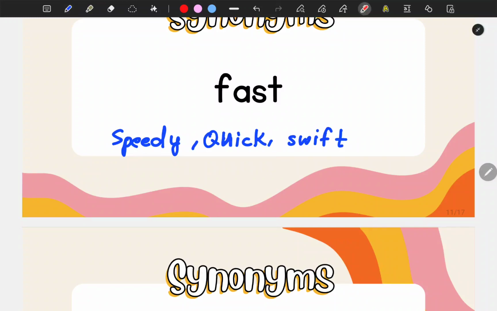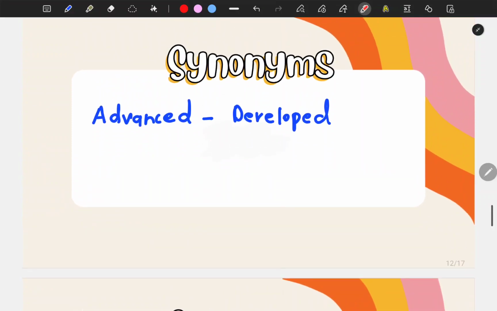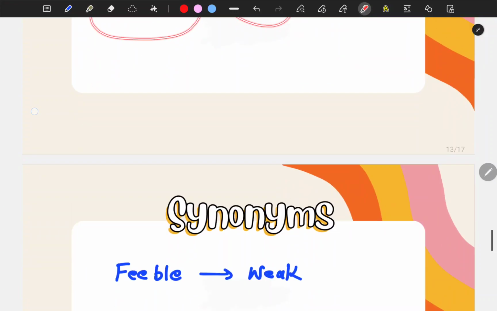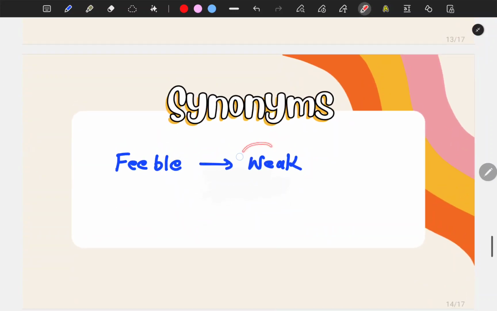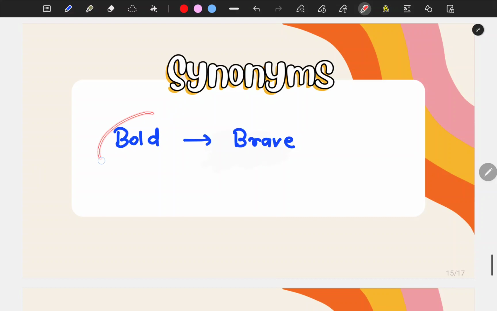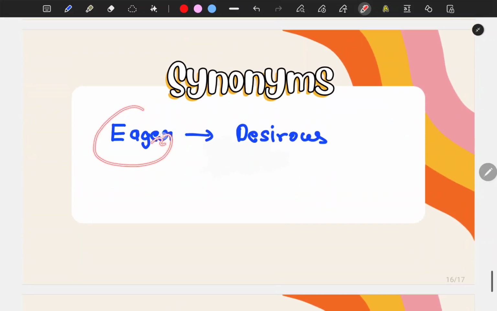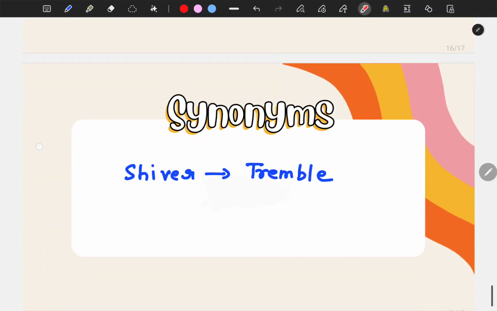Okay, quick. And the next word we have, advanced, means developed. Ancient means old. Feeble means weak. Bold means brave. And the next one, eager, means desirous. And the last, shiver, means tremble.